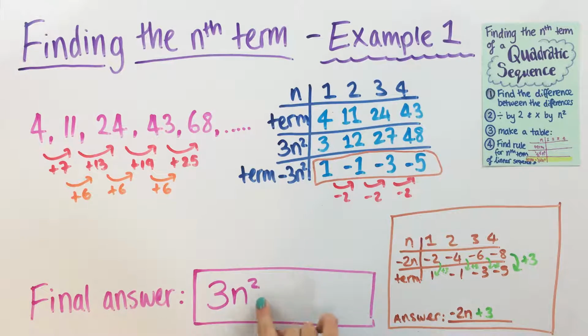So we've already got 3n squared, and then we simply put this answer next to the 3n squared. So we put minus 2n here, plus 3. And that is our final answer.